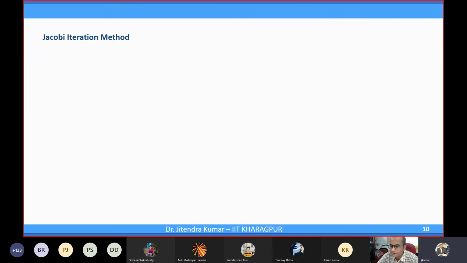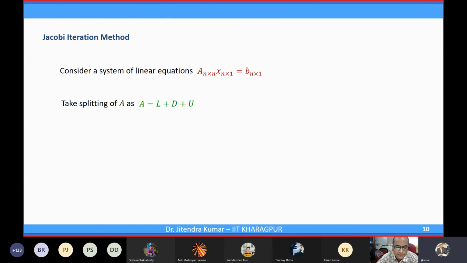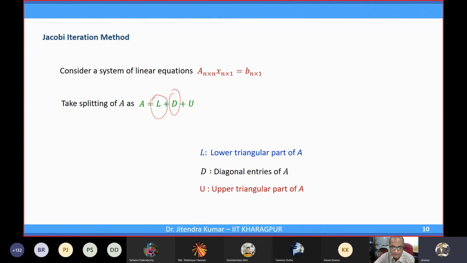Okay, shall we go with the Jacobi iteration method at least in the next 5 minutes? I think 5 minutes will be over with the Jacobi method. For the Jacobi iteration method, you consider a system AX = B, and then in splitting you first write L, D, and U. L is the lower triangular matrix, D is the diagonal entries, and U is the upper triangular matrix, right?